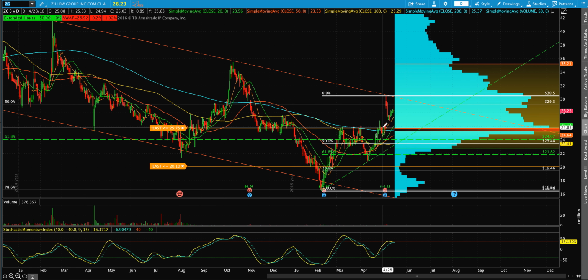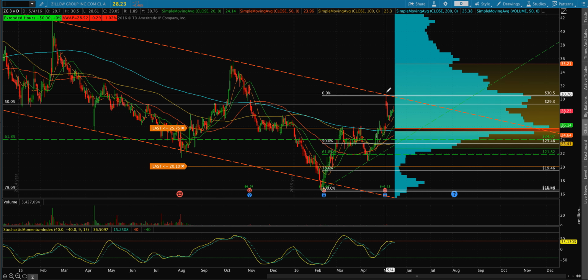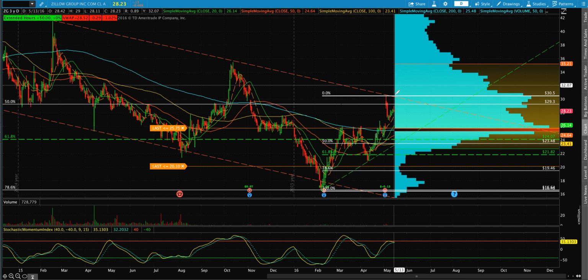I think that area is pretty terra firma for Zillow. I'd actually love to see this now come up here, bust through the channel high and this earnings high, and that would be an amazing move higher. Like I said, though, the market is a little bit iffy, so this might be looking to pull back.